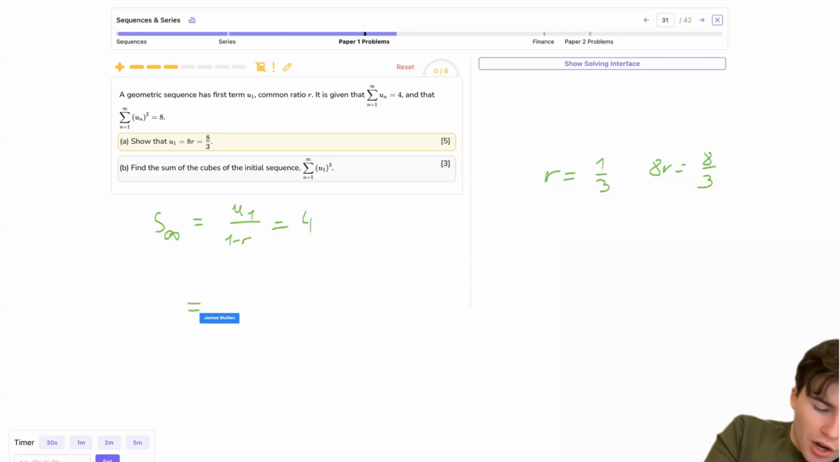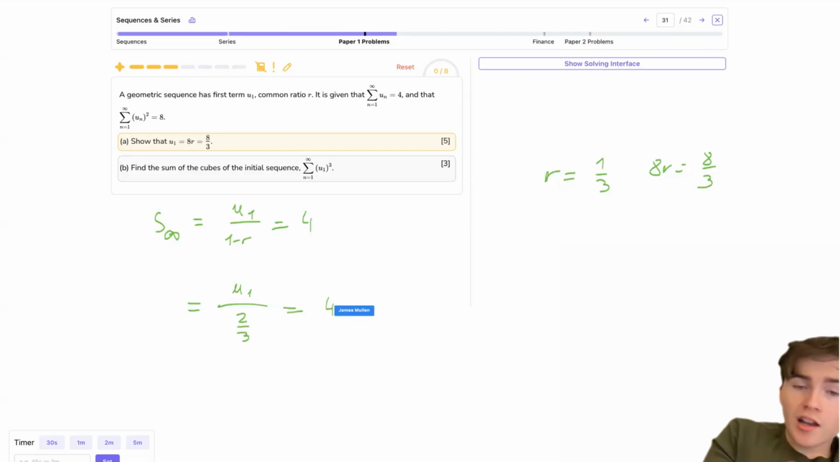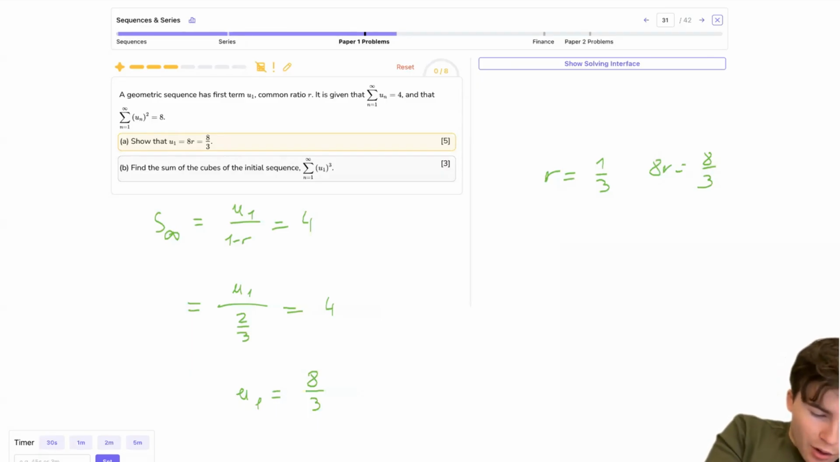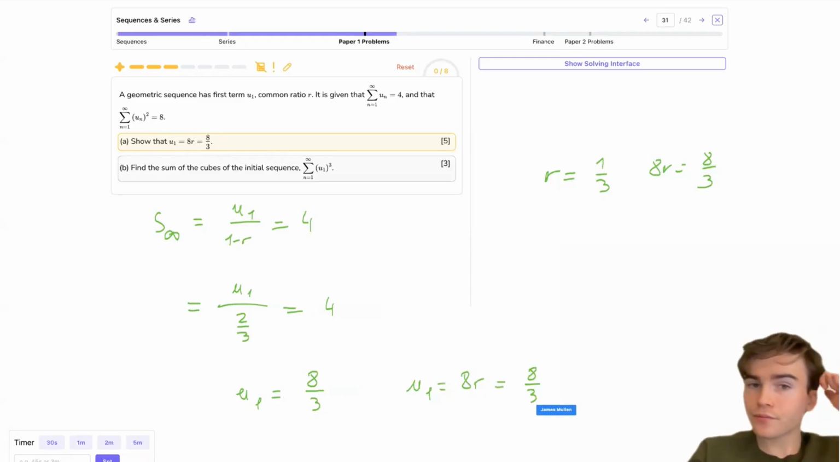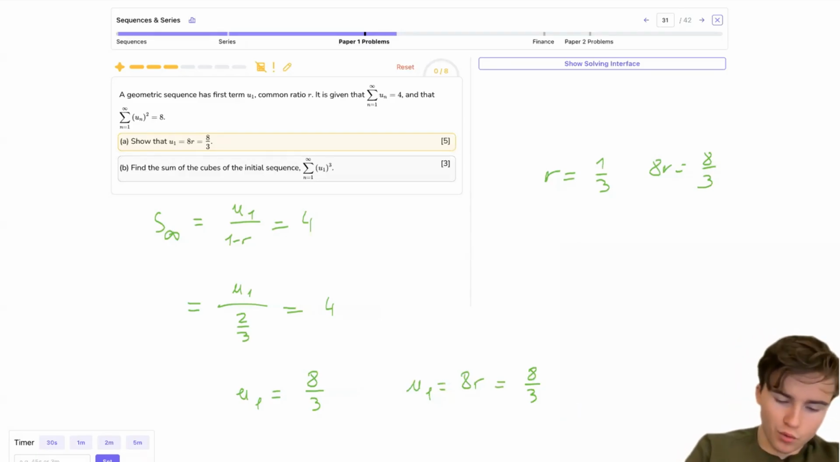Now, if I plug in what I know, I have u1 over 1 minus 1/3, which is 2/3, equals 4. Multiply both sides by 2/3, and I get u1 is equal to 8 over 3. All right, so that proves the second part of this. And I know now that u1 is equal to 8 over 3 and r is equal to 1 over 3. Okay, we're going to move on to part B.